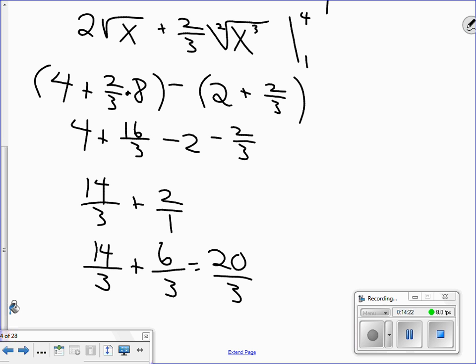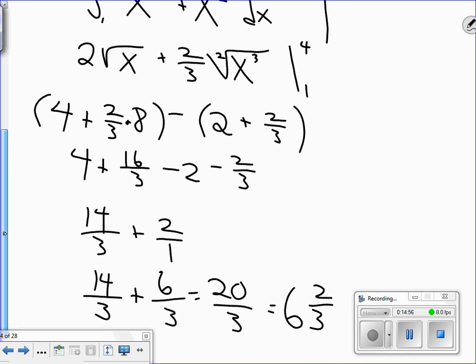Mixed numbers. How do you go from an improper fraction to a mixed number? Beautiful. So you divide 3 into 20, and you get 6. The remainder would be 2. So 6 and 2/3. Okay, so that was number 5. That took a little bit, but well worth it, right?